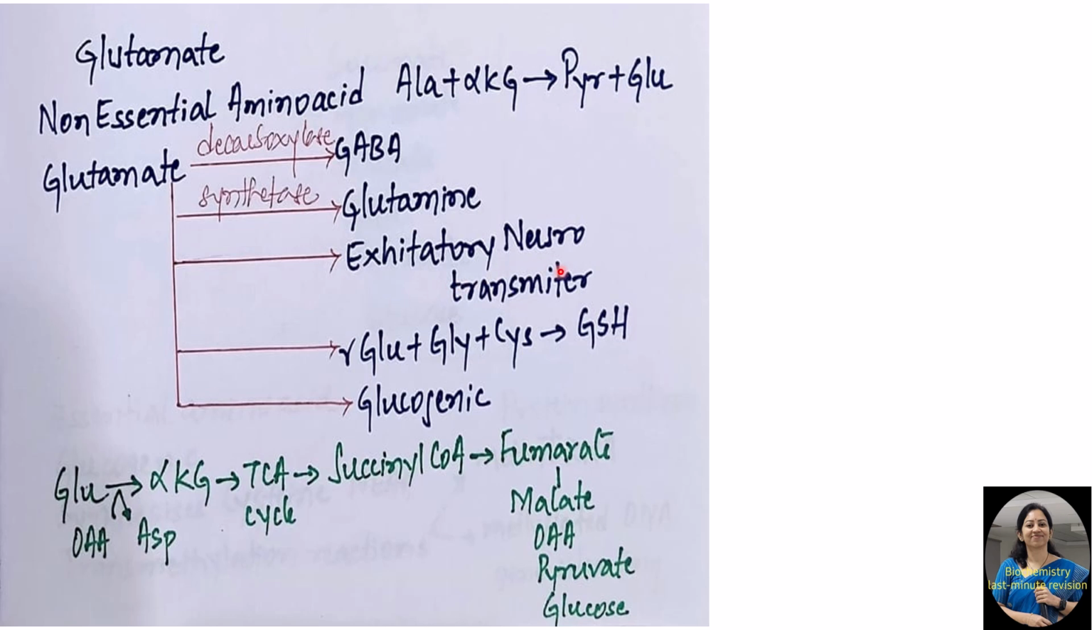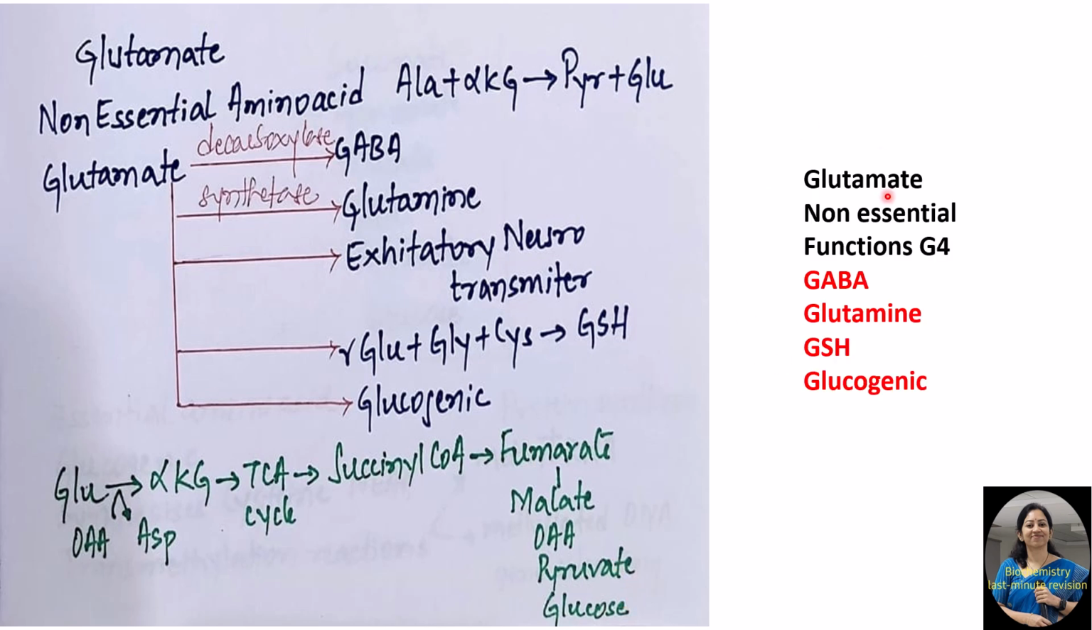So glutamate itself is an excitatory neurotransmitter in the central nervous system. Glutamate also contributes to the formation of glutathione by combining with glycine and cysteine to form the tripeptide glutathione. And glutamate is a glucogenic amino acid. This is because glutamate donates the amino group to oxaloacetate, which gets converted to aspartate, and it gets converted to its keto acid, that is alpha ketoglutarate, which will enter the TCA cycle, gets converted to succinyl CoA, fumarate, malate, oxaloacetate, pyruvate, and pyruvate gets converted to glucose by gluconeogenesis. That is how glutamate is glucogenic.